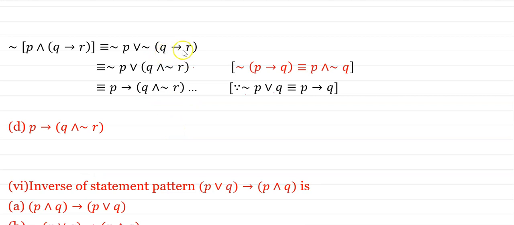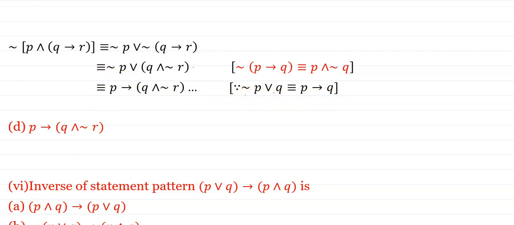Now the negation of Q implies R means what? Q and negation of R by using this result. That is the negation of implication is equal to P and negation Q. Negation of Q implies R is again Q and negation of R. Now the next. That is the negation of P or in bracket Q and negation of R. This is nothing but P implies in bracket Q and negation of R by using the result. What is that result? Negation of P or Q is equivalent to P implies Q.